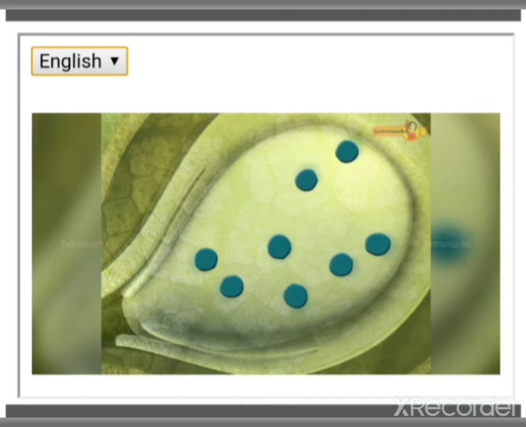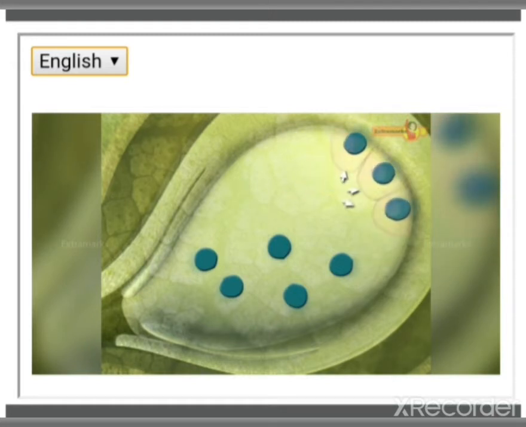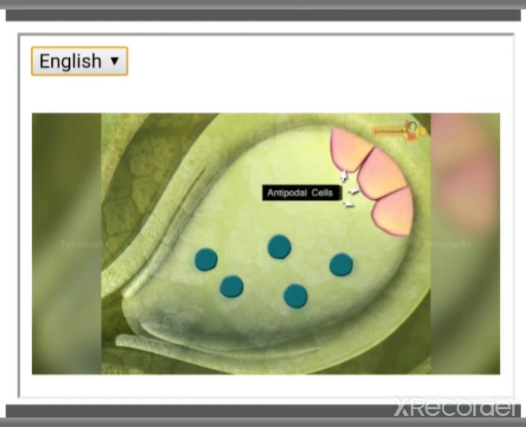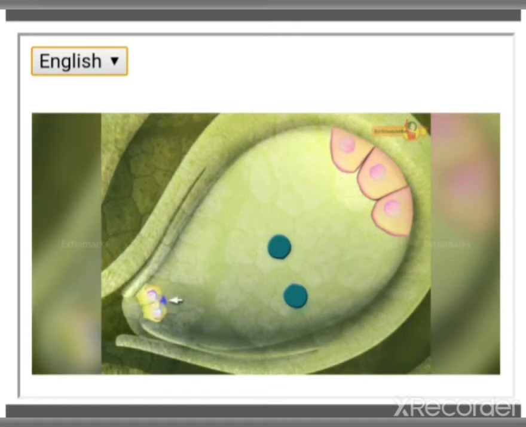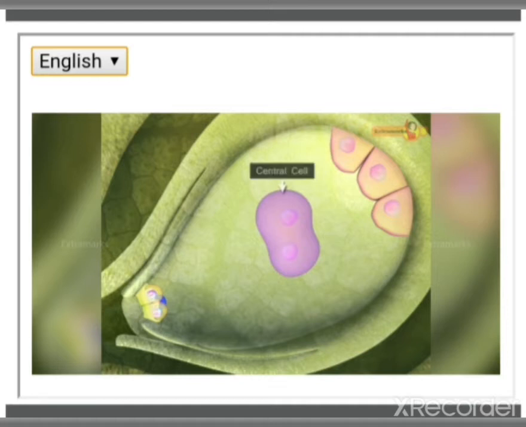During the maturation phase of the embryo, three of the nuclei form the antipodal cells. At the micropylar end, three cells are formed. Out of these, two are synergids, and one forms the egg cell. In the center, a large central cell is present, which contains two polar nuclei.